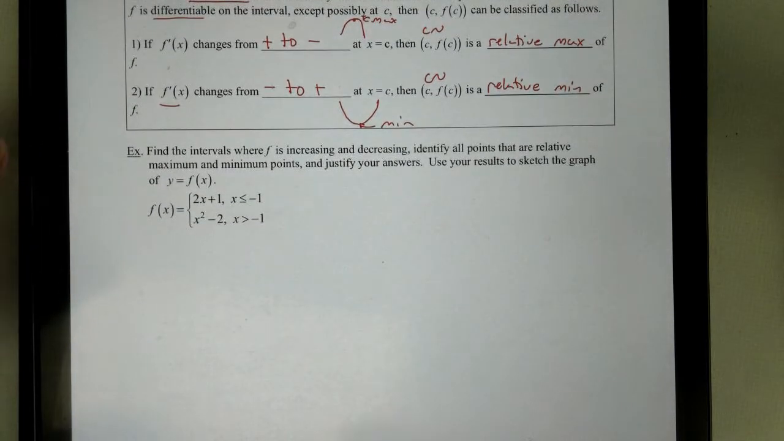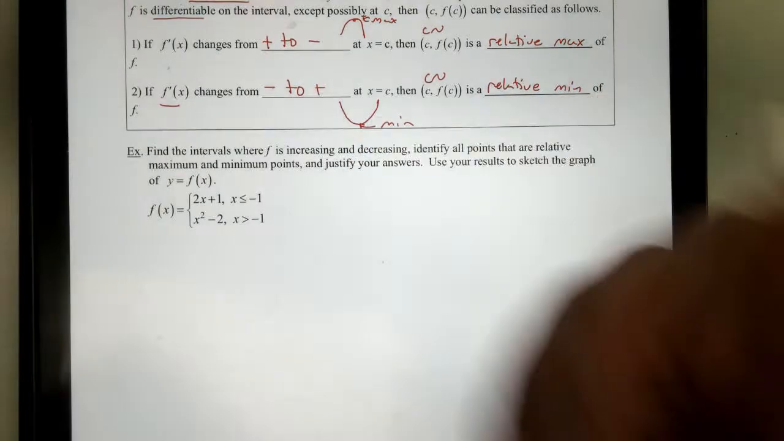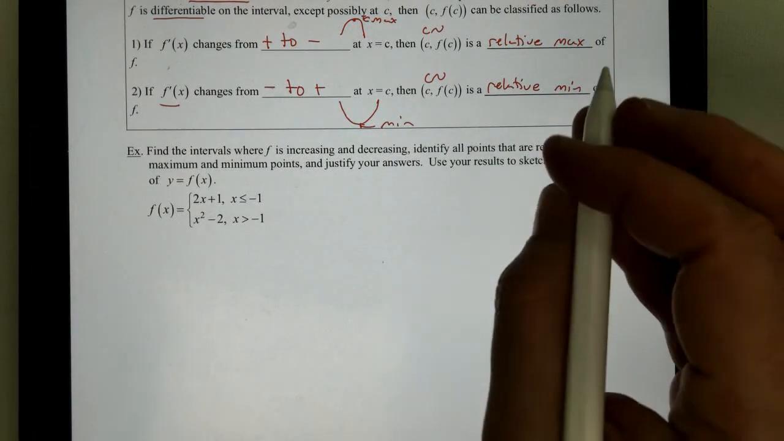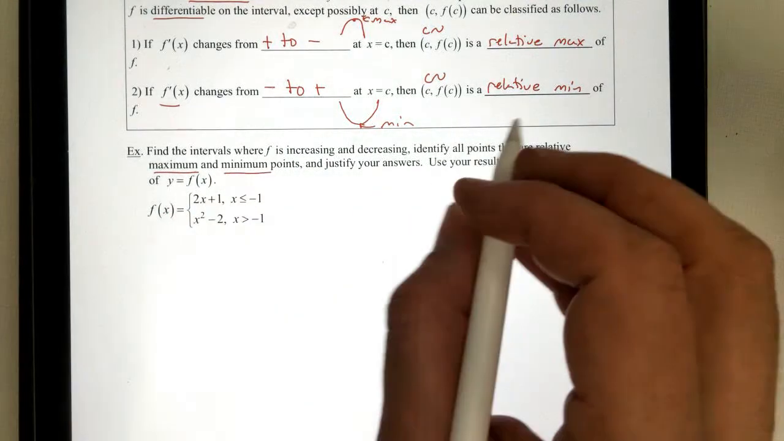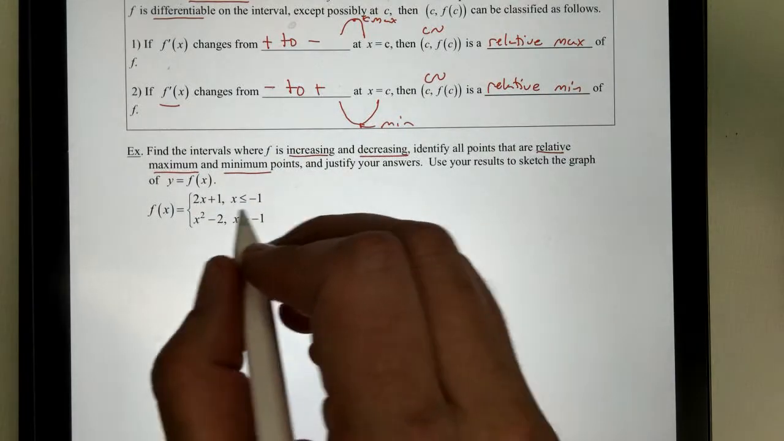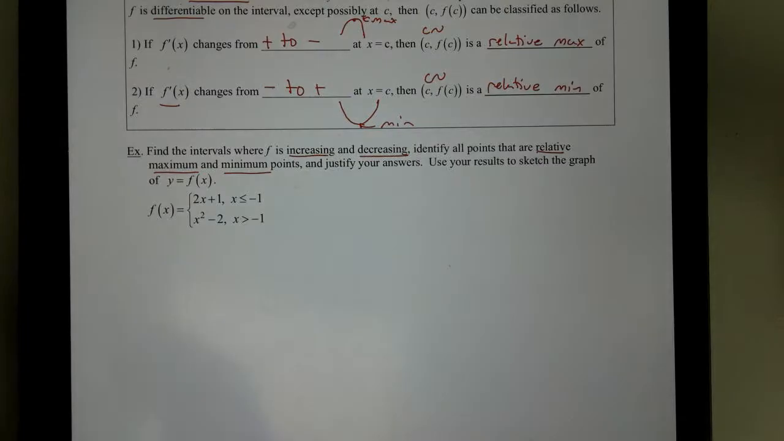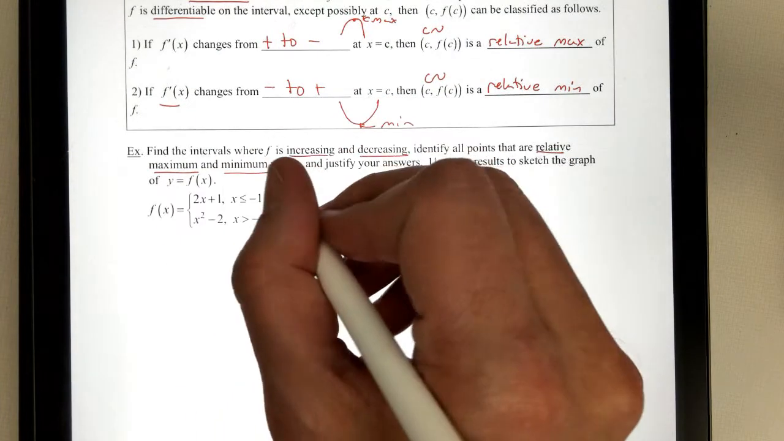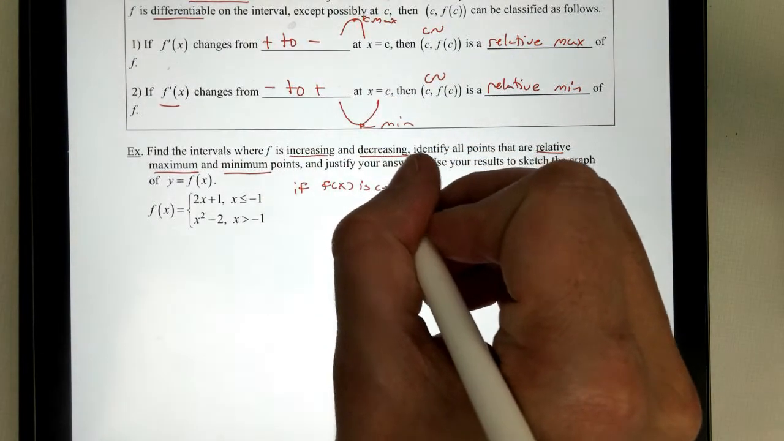So let's practice a few more. We saw these a little bit yesterday, so we're going to practice a few more. But for the first one, obviously we have a piecewise function. We want to find all the relative maximums and minimums. And we want to find out where the function is increasing and decreasing. So we're going to first take the derivative. But first of all, I want to see if this is continuous. You always want to make sure this is continuous. Is f of x continuous?